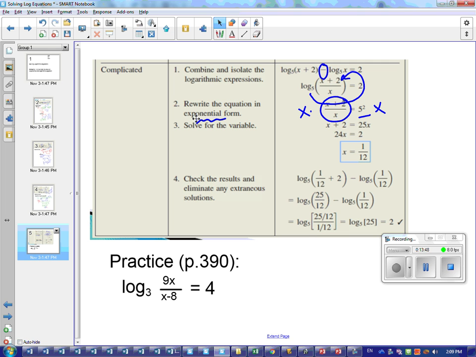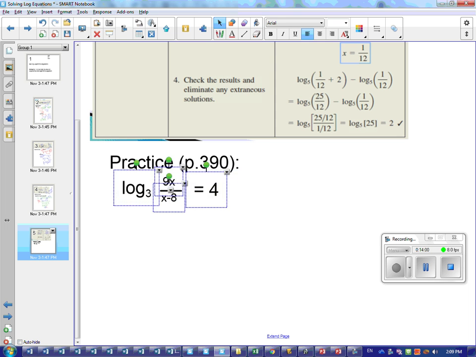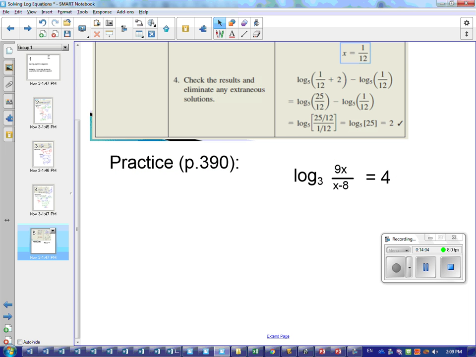So one last practice problem. This one's from page 390 in your text. It's already simplified to a single log. That's so convenient. So we are going to solve for x. We want to get rid of that logarithm. It's a log base 3. I can do my front, back, middle, loggerroll, snail, whatever makes the most sense to me.